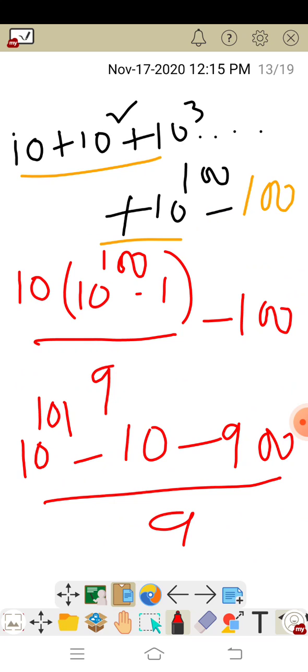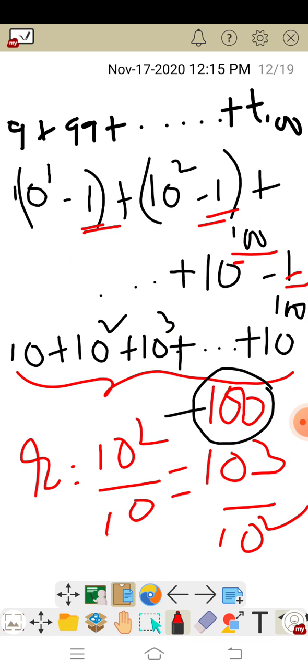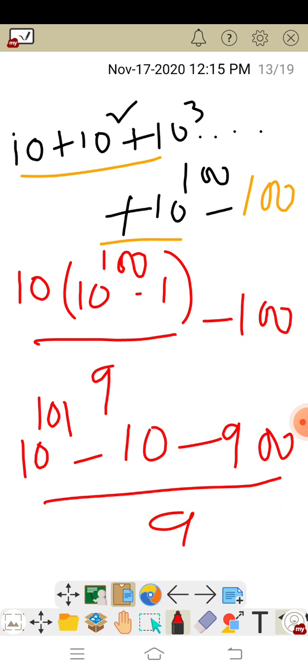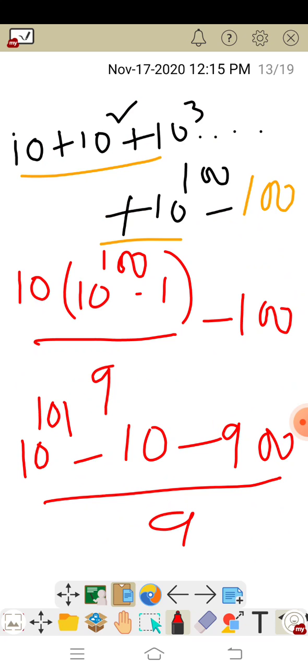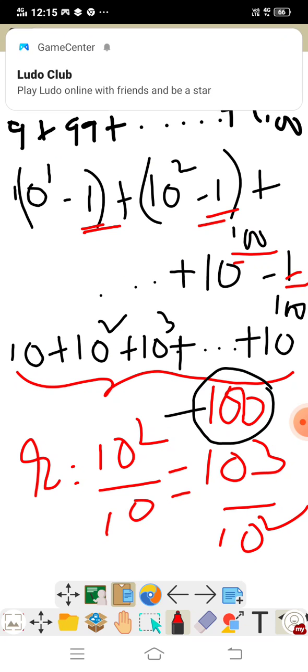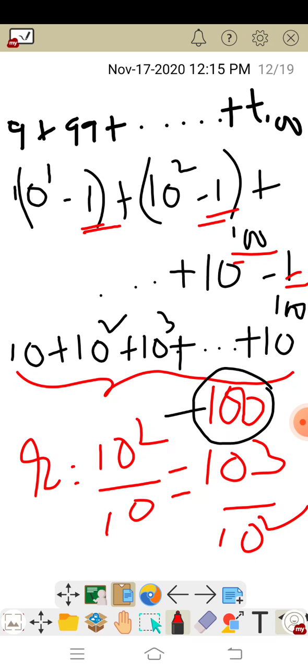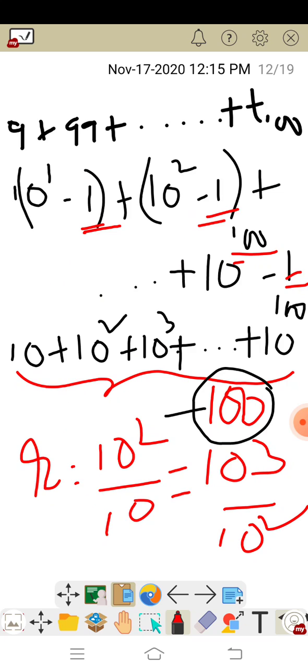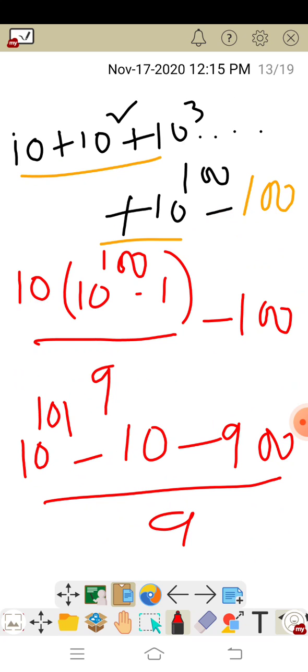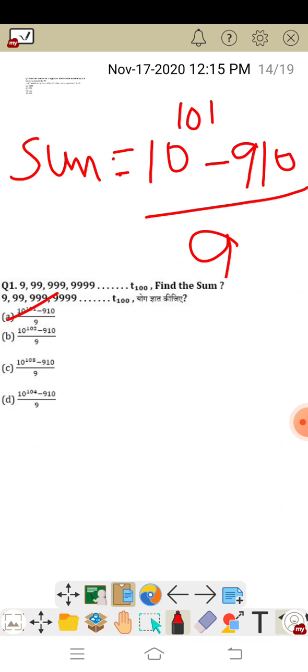Then if you see here, this is a geometric progression, where the common ratio is the second term by first term, third term by second term. For all the cases you are getting the common ratio is 10 and the first term is also 10. Then here we are finding 10 into 10 to the power of 100 minus 1 by 9 minus 100. We find the LCM, then we get the final answer. Is it clear everybody? Yes.